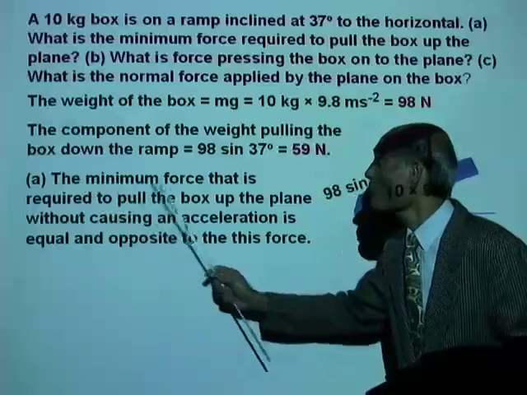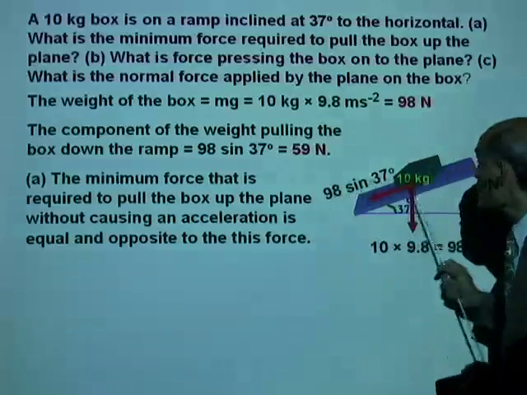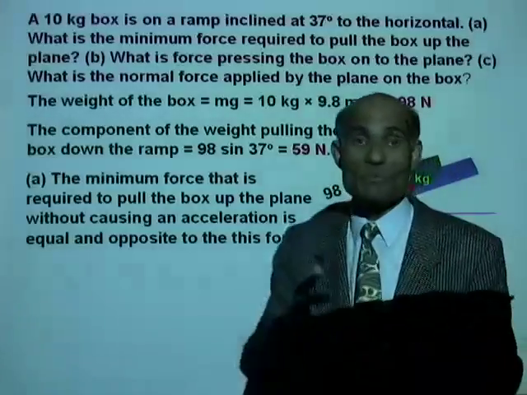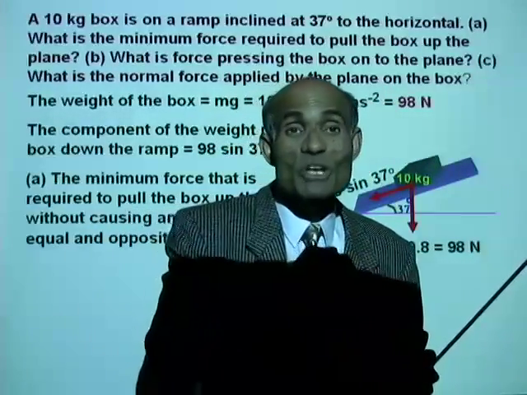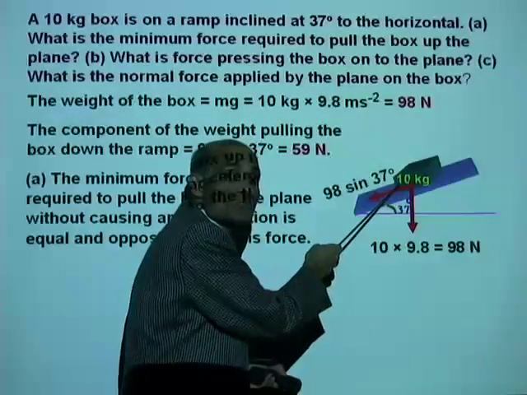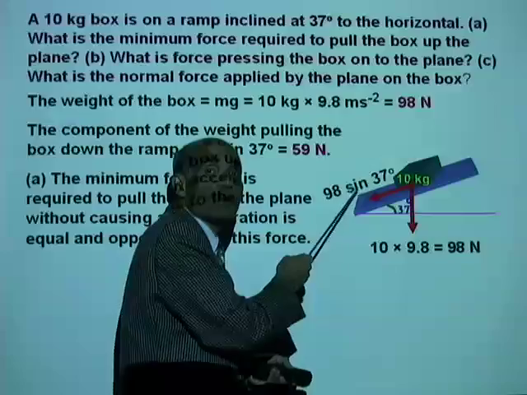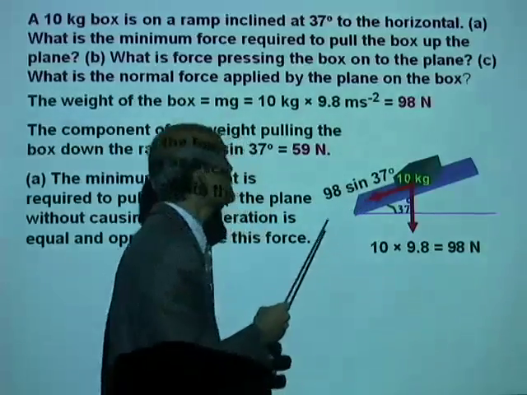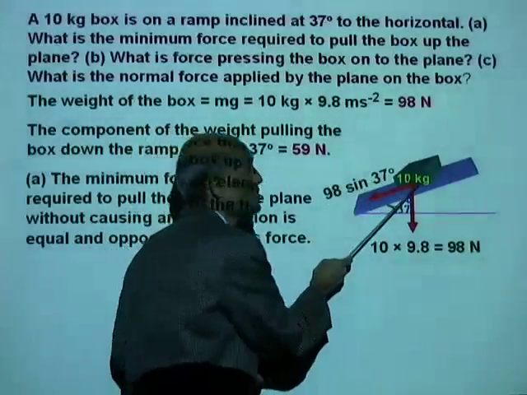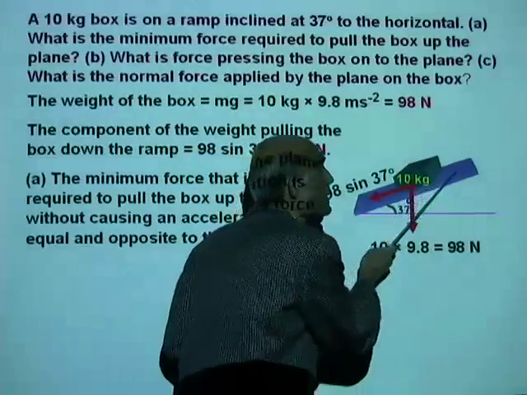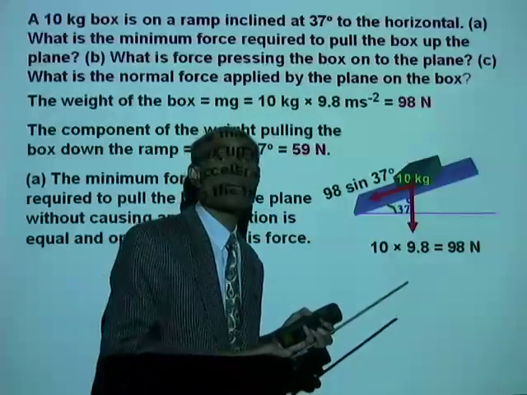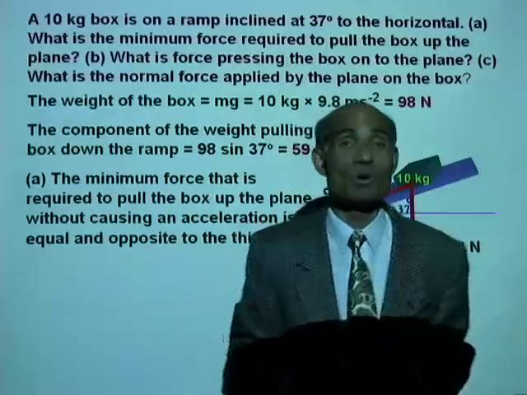What is the minimum force that is required to pull the box up the plane? Well, the minimum force, what you need to do is to balance this force. The box is being pulled down by a force of 98 sine 37 degrees, that is 59 Newton. So in order to balance that force, you need to apply an equal force up the plane. Then you are ready to move it.